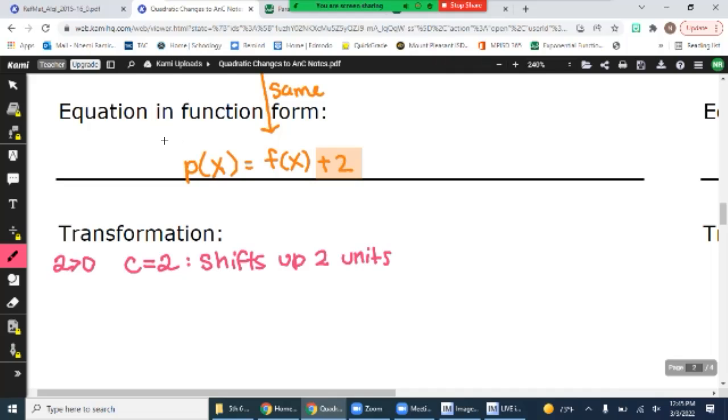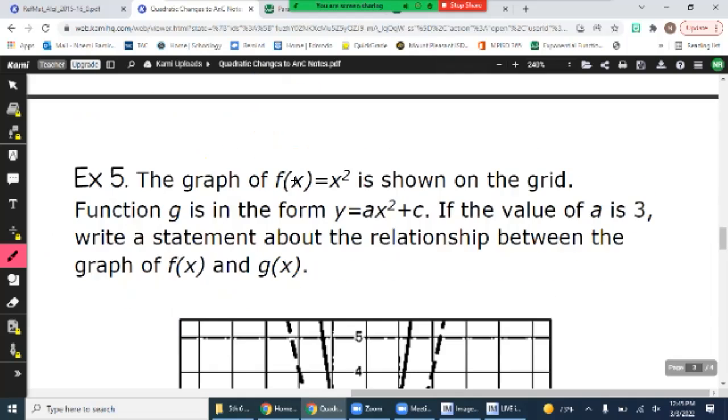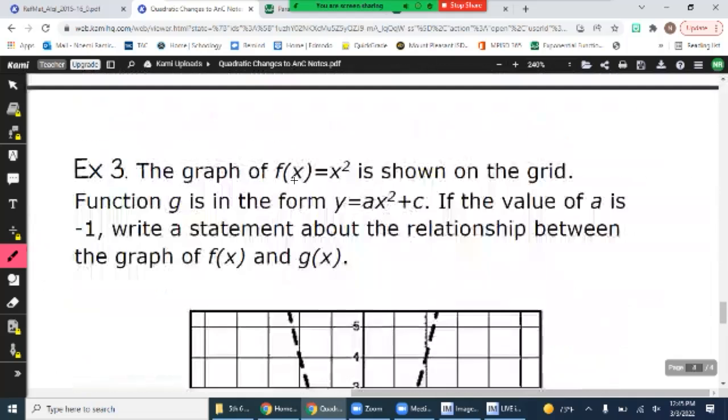And with the shift, that's the only one I'm actually going to ask you to write the number. Okay? Units means the number of boxes. It moved up 2 boxes. Okay? All right. Example 3. That should be on the right side of this. That's down here. Here we go.